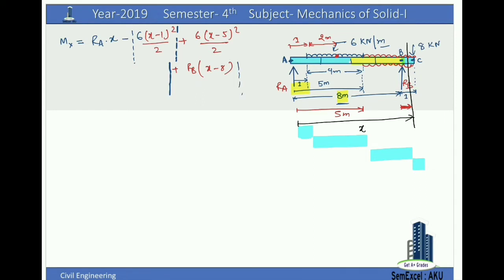Now we have to apply the Macaulay method. This Mx is written as per the Macaulay method, and Macaulay's method uses the double integration method. So we will apply that double integration method. As per the double integration method, EI d2y by dx squared is equal to the moment. Here the moment is RA into x. RA is 14, so 14 into x minus, we simplify this.